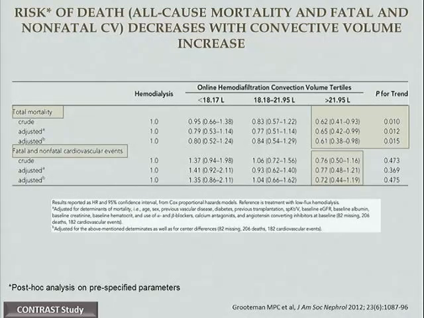The risk of death in these studies decreased with convective volume increase in that study. So that study that showed no difference in survival, in a subset analysis, which of course is not a statistically valid analysis, nevertheless gave a hint that there was actually a better survival. Survival did increase, the higher the volume from left to right.